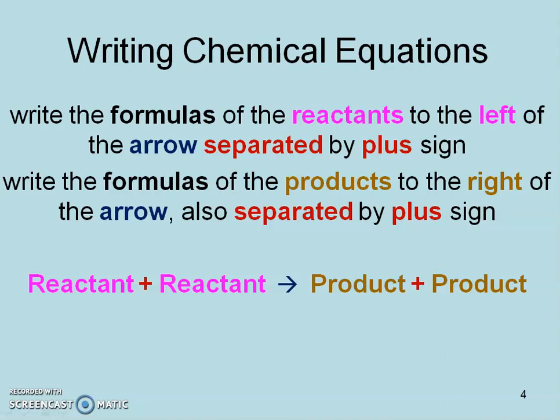On the right side, you're going to, again, write the formulas of those products. Remember, products are something that we're producing. They're on the right side of the reaction. And again, if there's more than one, you're going to separate them by a plus sign. So again, you have your reactants to products, R to P.